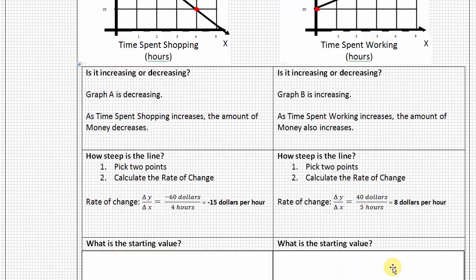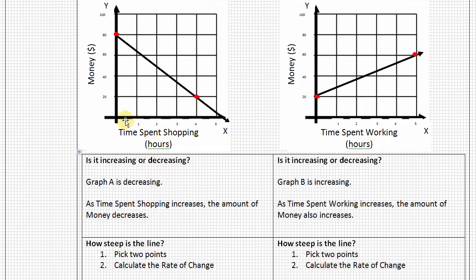And our final question is, what is the starting value? So for the starting value, we're looking at when x is 0, what is y? So here, when x is 0, y is 80. So 80 would be our starting value. On graph B, when x is 0, y is 20. So we started with $20.